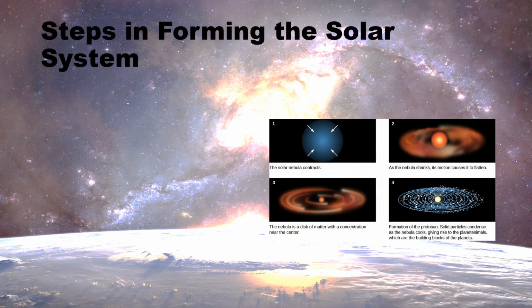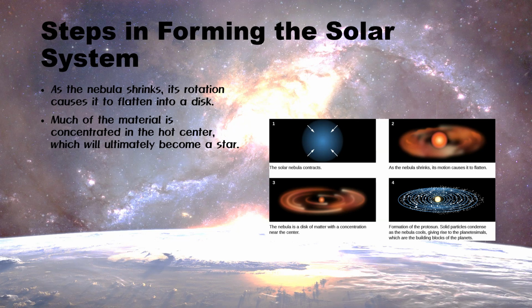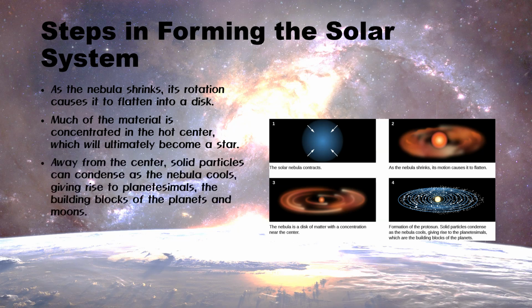So, with that in mind, let's look at the steps that would be needed to form our solar system. First, we have a solar nebula, and as the solar nebula shrinks and contracts from the force of gravity, its rotation causes the nebula to flatten into a disk. Much of the material is naturally concentrated into the hot center, where under enough pressure and the right conditions, it will ultimately become a star. As you move away from the center, solid particles can condense as the nebula cools, giving rise to planetesimals and the building blocks of planets and moons.